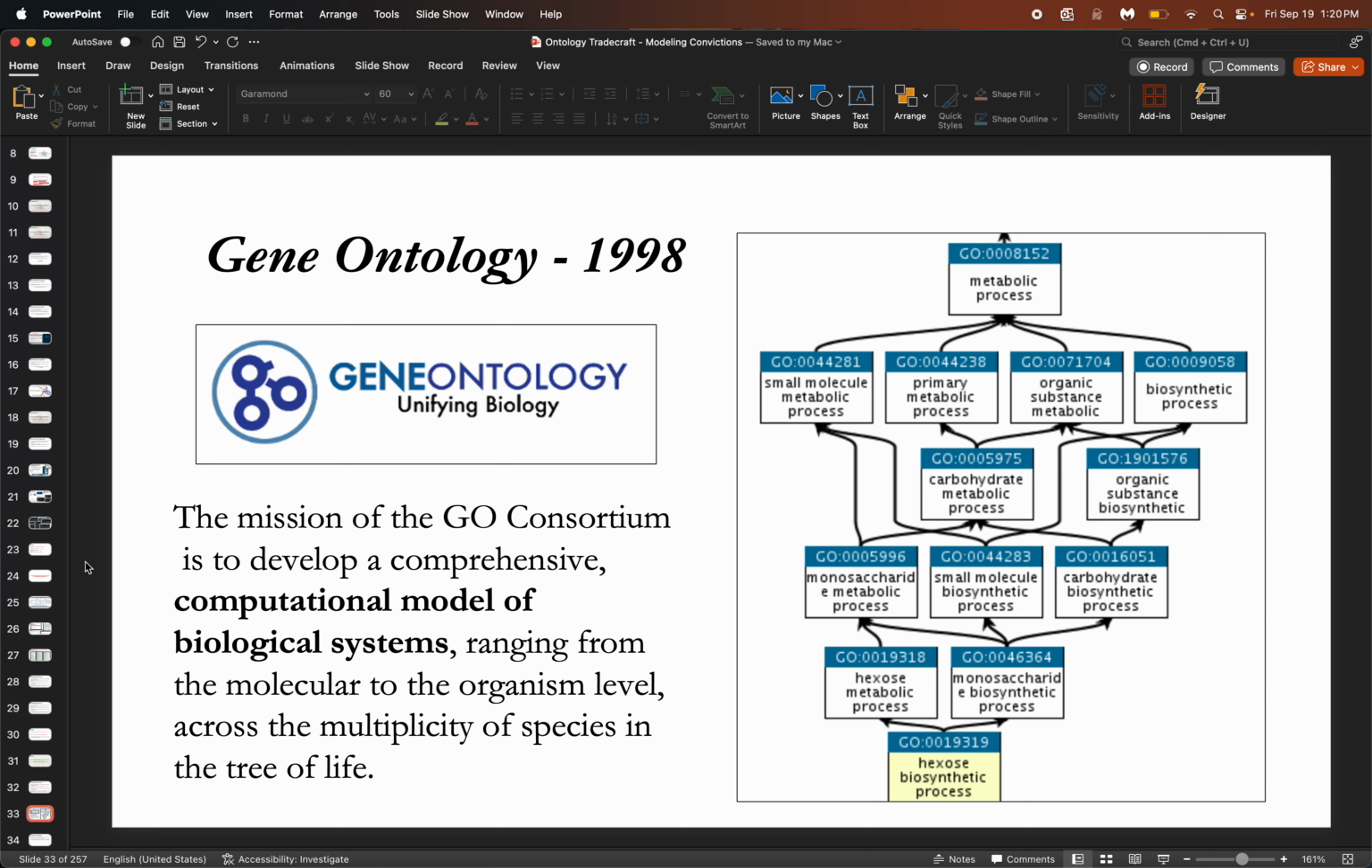Gene Ontology is probably the most successful ontology that's ever existed. Billions of dollars have been used to fund it, and it maps all sorts of phenomena in the human genome and other genomes. And the mission of the consortium that runs it is to develop a comprehensive computational model of biological systems, and that covers so much.